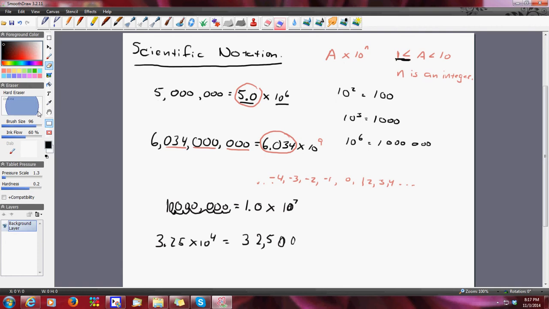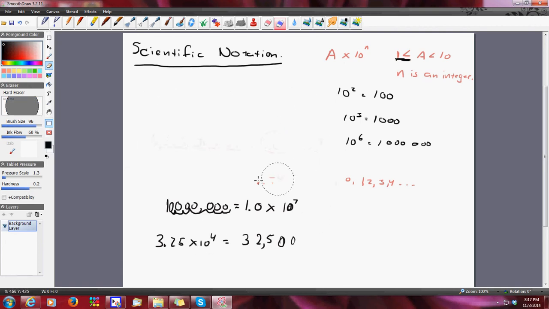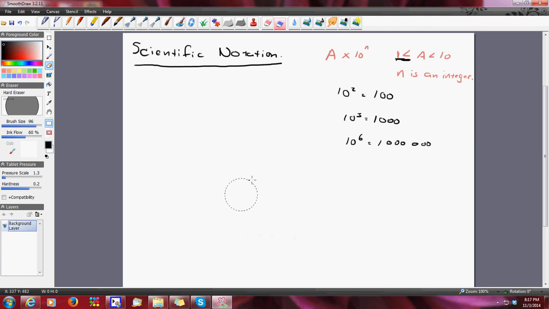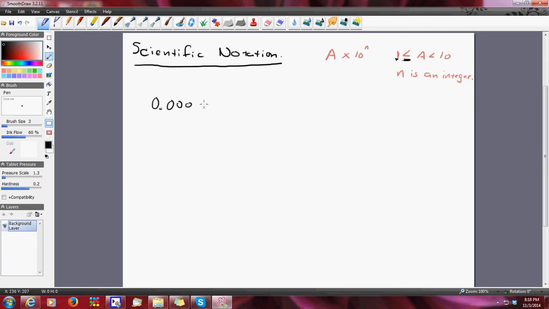Alright, there is one last thing. And I'm going to erase this. And the last thing I want to show you is, those are all fairly large numbers. I'm going to show you something else. You can actually have really small numbers. We have numbers like this, 0.000104. And once again, I need to write some number between 1 and 10.